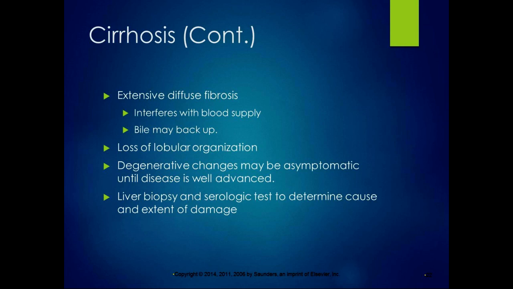And the degenerative changes can be asymptomatic until the disease is well advanced. So this is another one of those things that by the time they diagnose it, you're already way past where they can do anything. They do a liver biopsy, and they do serologic testing to determine the cause and the extent of the damage. So a lot of times when you're seeing people, it's in an acute care setting or occasionally in an outpatient setting, people with cirrhosis, it's as a result of long-term other problems. So they've got a lot going on.